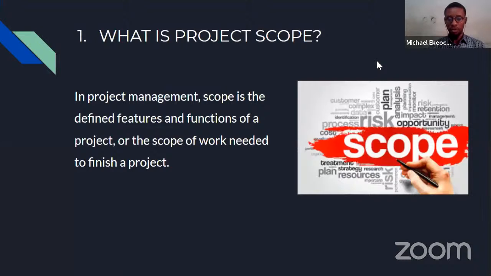All right, so first of all, what is a project scope? Before you carry out a project, there are certain things that you have to know about what the project is all about, the things that are needed to carry out that project, what the deliverables are going to be, and all those things. So in project management, scope is the defined features and functions of the project, or the scope of work needed to finish a project. All the things you need to know about that particular product or service that you're trying to deliver fall into the project scope.